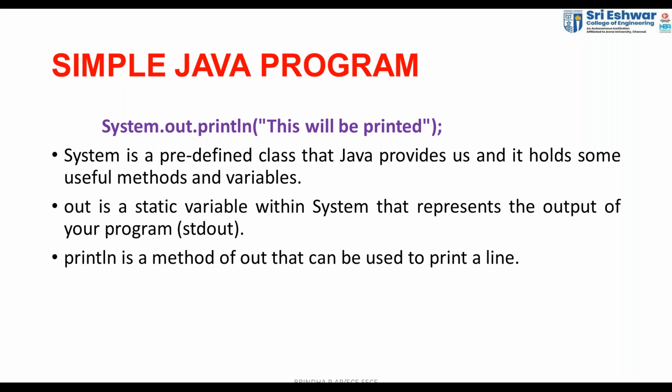ஓகேங்களா? இதுல s is capital. ஓகேங்களா? First System dot out dot println la S is capital. This is a System is a predefined class that Java provides us and it holds some useful methods and variables. So out is a static variable within System that represents the output of our program, stdout, standard out. ஓகேங்களா?